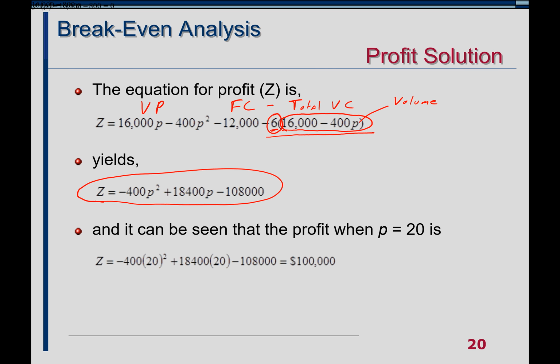So if we plug in 20 into this equation, plug in 20 here, 20 here, and we just run through and do the math. Let's get your calculator out and plug this in. You're going to get $100,000. Is that good or bad? I don't know. It is what it is. It's $100,000 in profit. All right.